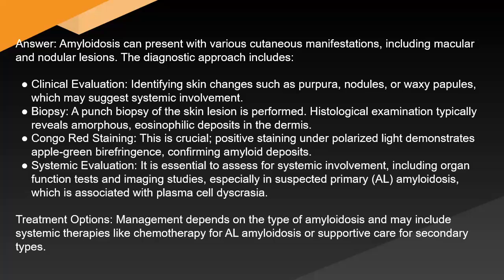Systemic evaluation. It is essential to assess for systemic involvement, including organ function tests and imaging studies, especially in suspected primary amyloidosis, which is associated with plasma cell dyscrasia. Treatment options. Management depends on the type of amyloidosis and may include systemic therapies like chemotherapy for AL amyloidosis or supportive care for secondary types.